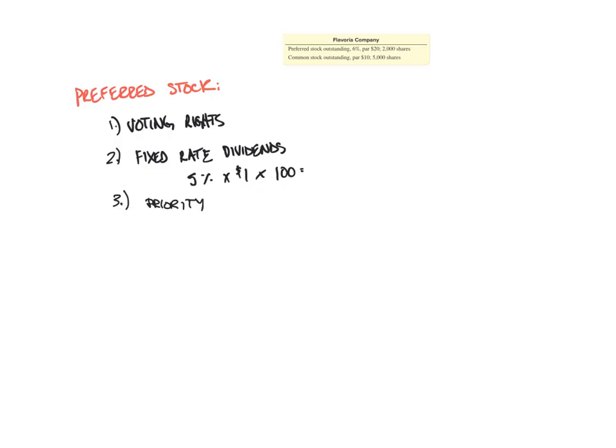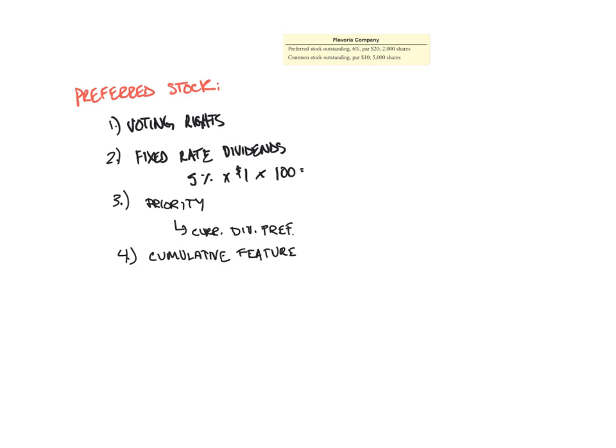Another common characteristic is priority. Preferred stock typically takes preference or priority over common stockholders in distributions of things like dividends or liquidation of the company. And so preferred stock shareholders would be paid prior to common stock shareholders. As it relates to dividends, this is often referred to as the current dividend preference.